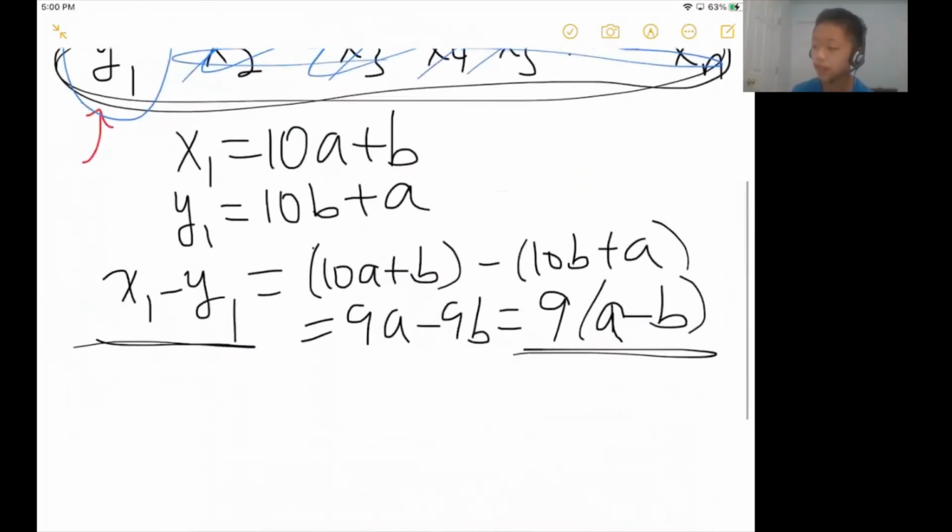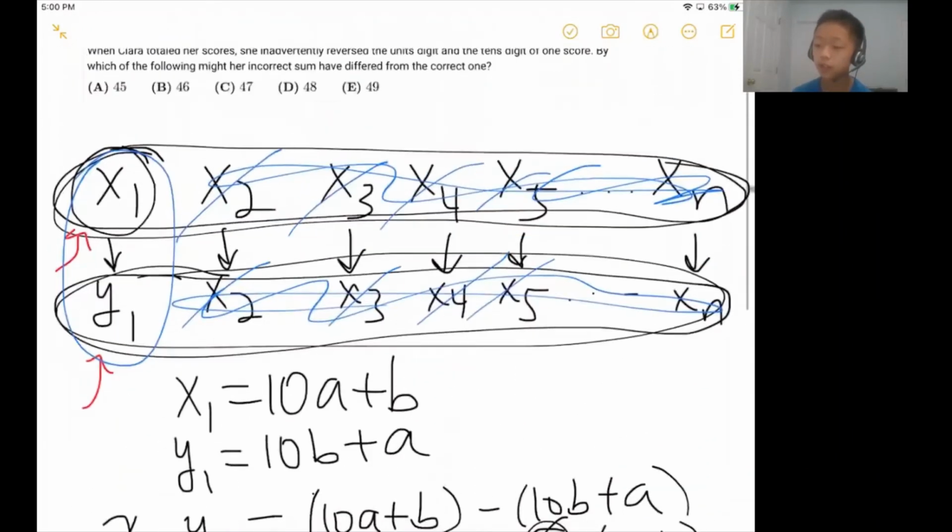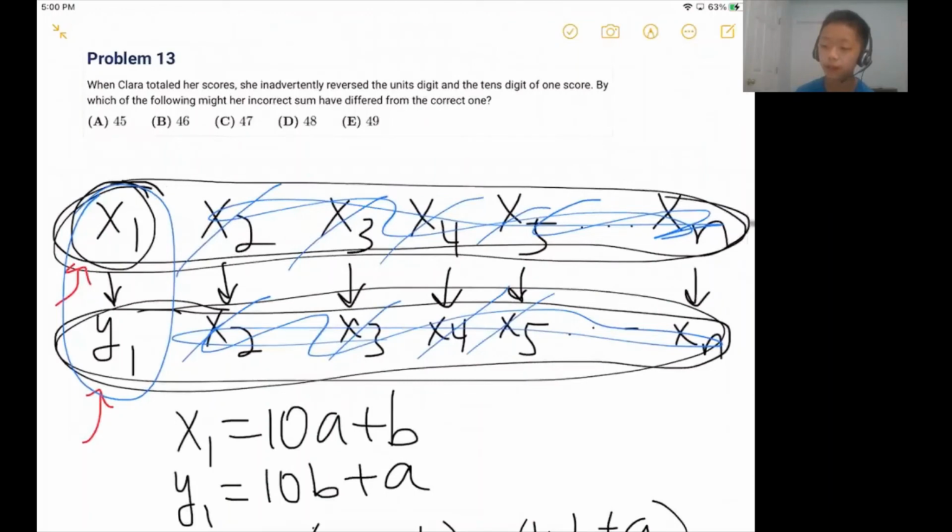The key thing to notice is that this 9 here tells you that the difference has to be a multiple of 9, because you have this factor of 9 here. So X1 minus Y1 has to be a multiple of 9. If we look at the answer choices, 45, 46, 47, 48, 49, the only choice that is a multiple of 9 is 45, which is why choice A would be the correct answer.